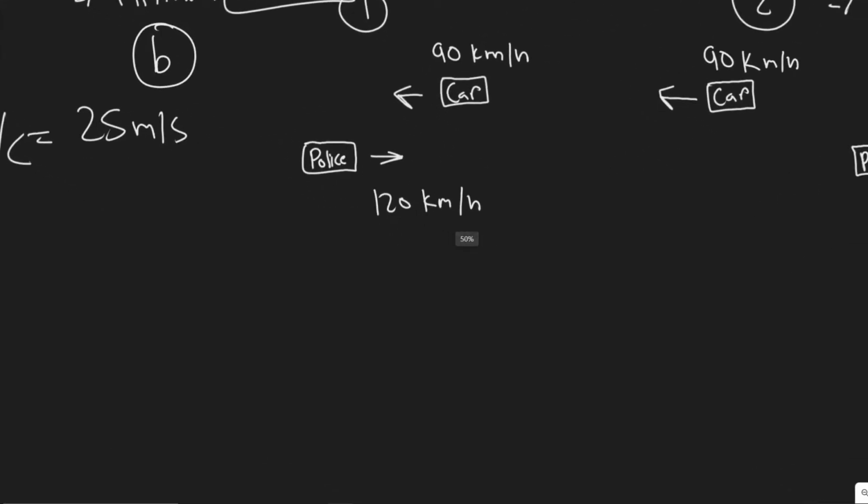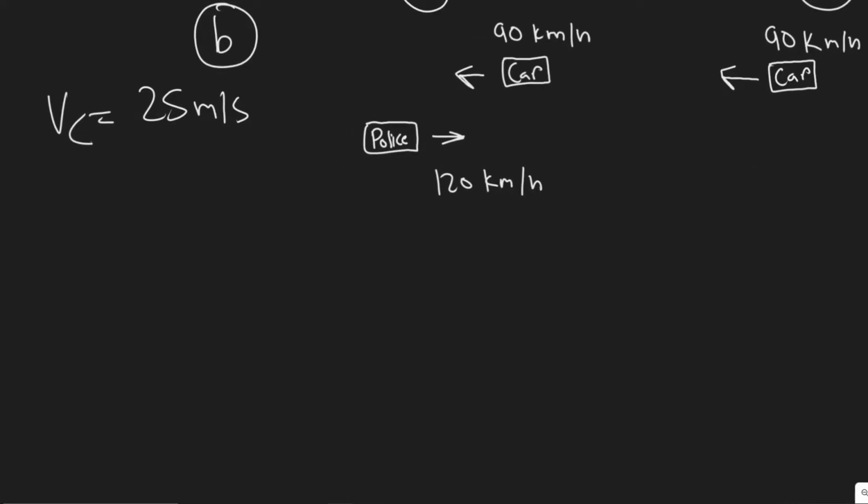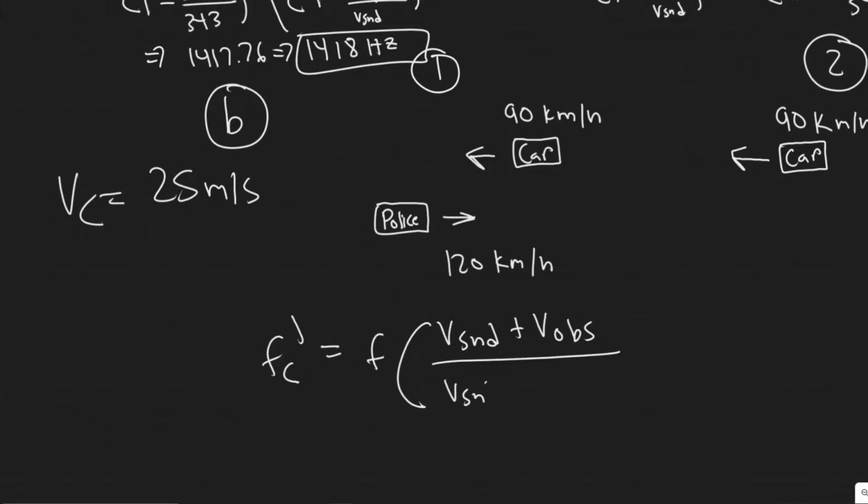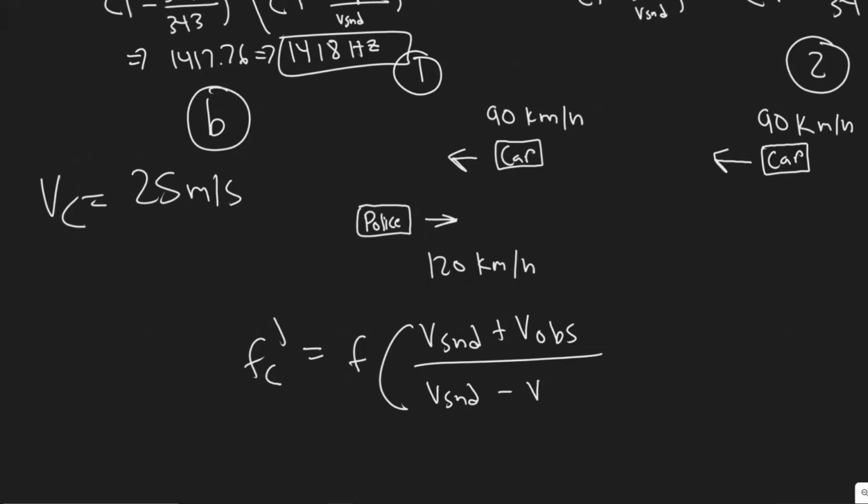Now that we know that, let's talk about the formula we're going to use. We can call it f prime again for the frequency that the car is going to interpret. We'll call it FC prime, I guess. What it's going to be equal to is f divided by the velocity of the sound plus the velocity of the observer, divided by the velocity of the sound minus the velocity of the police car. So we'll just call it VP for the police car again.